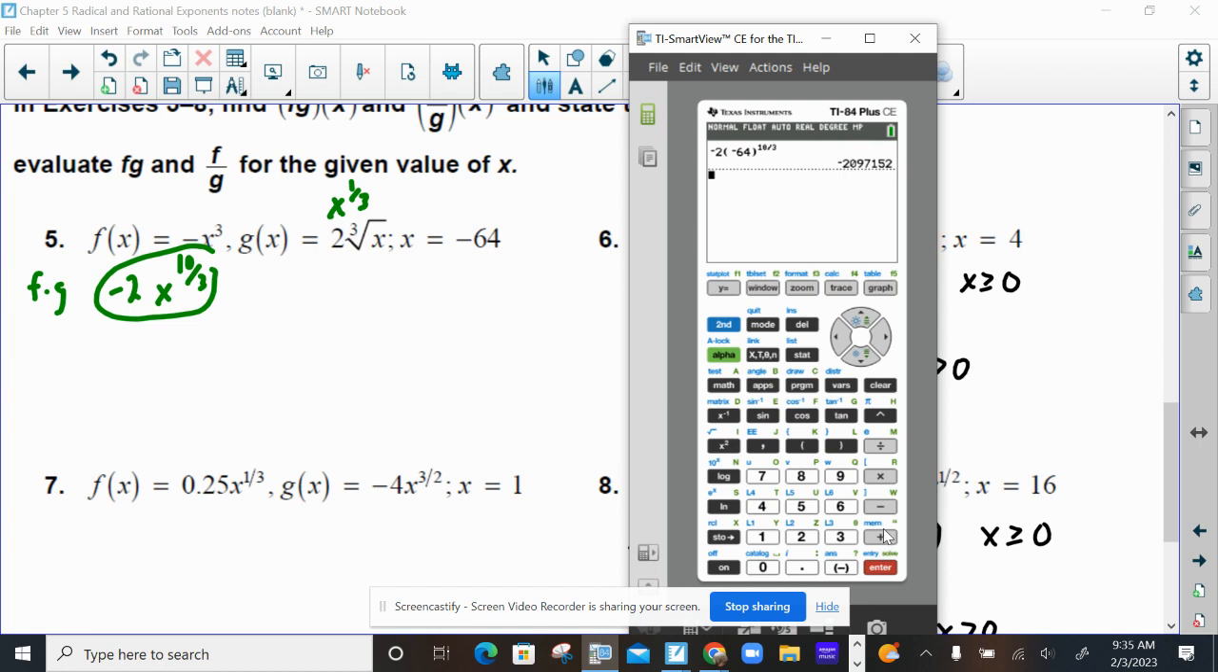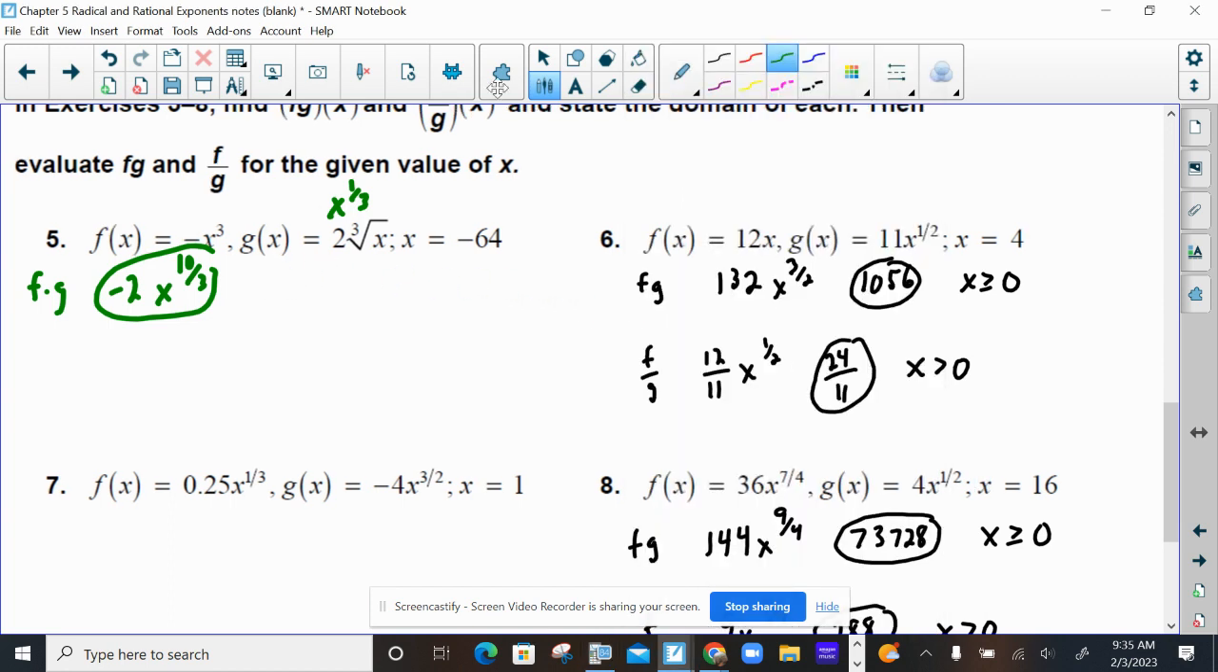And you're going to see that it's negative 2,097,152. So the answer is negative 2,097,152. Again, you can't do that without a calculator. Since we're dealing with cube root and we cubed, your domain is going to be all reals. It's not a square root, it's not an even root. You don't have to restrict any negatives.